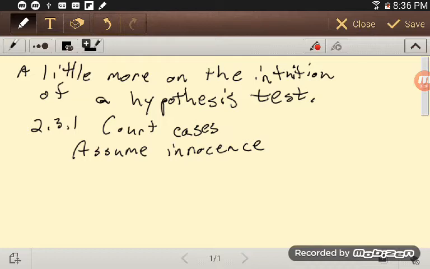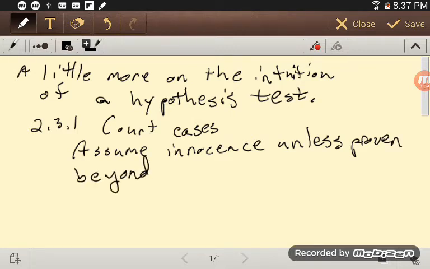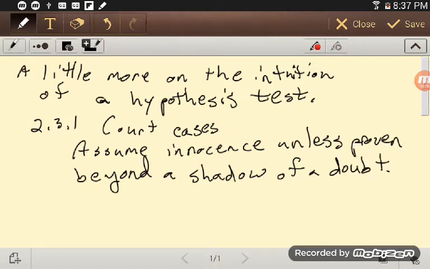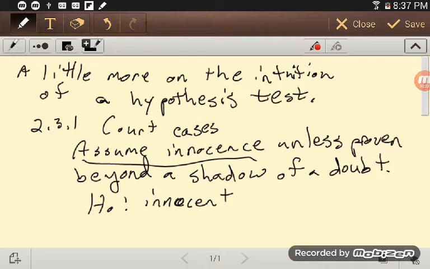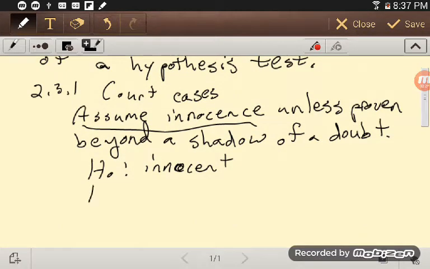So assume innocence unless proven beyond a shadow of a doubt. Okay, or a reasonable doubt, but I kind of like a shadow of a doubt. So notice, assume innocence, all right? So H0 is the person is innocent. So we have innocent, and then the alternative would be everything else. Well, it's pretty much guilty in this case. I guess if you're not innocent, you're guilty.